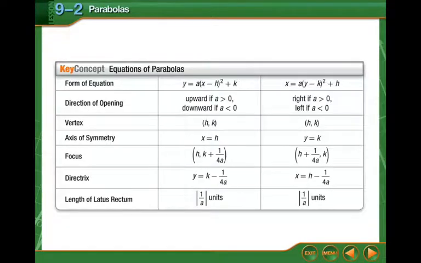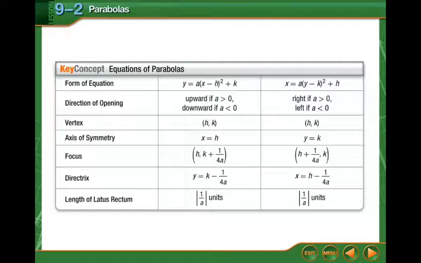So here are the equations for parabolas. It's nothing really, really new except for the second part, the second or third column, is whenever it's turned on its side. So instead of being an up and down parabola, it's left and right. So the only changes there are the x's and y's swap places and the h and k swap places. Otherwise, everything stays the same concept.